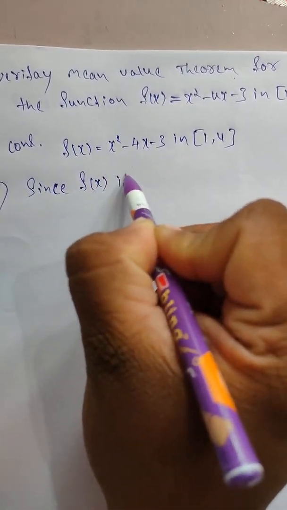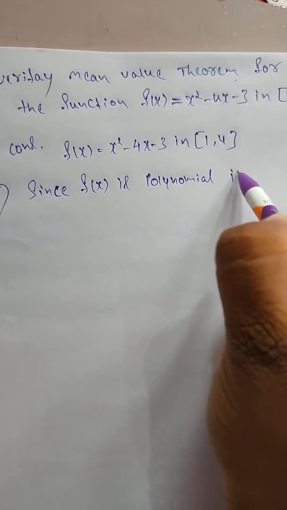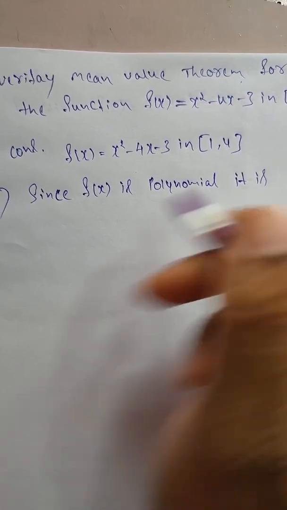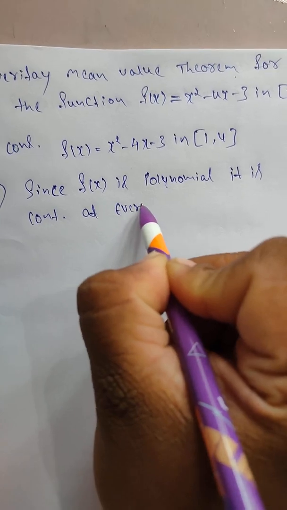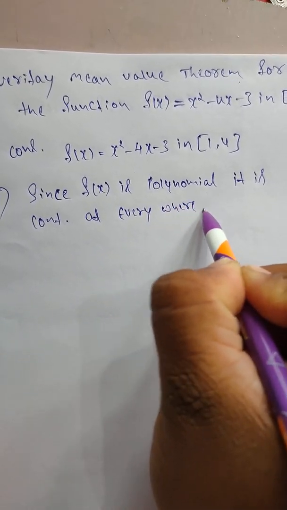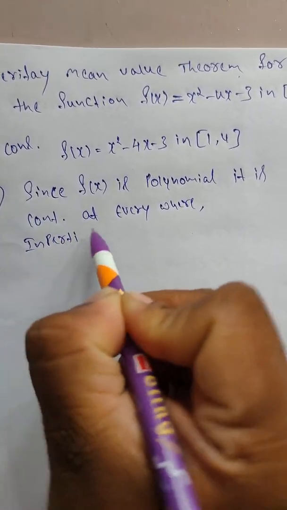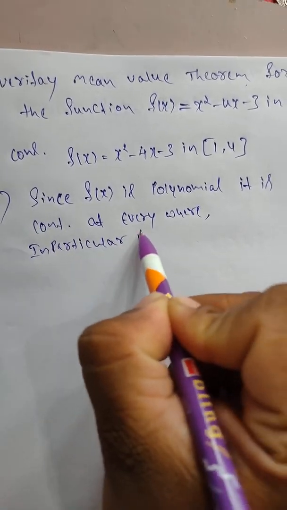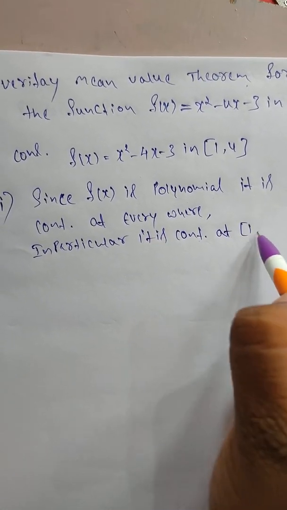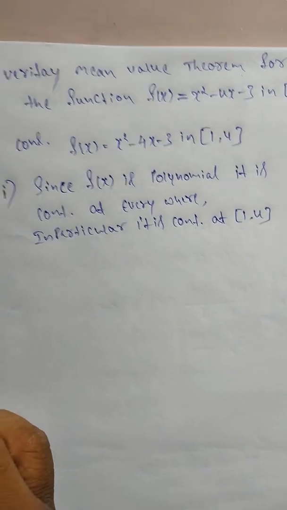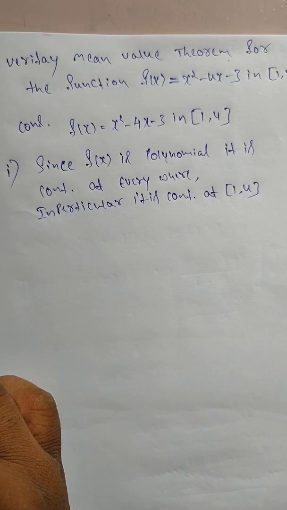Since f(x) is a polynomial, it is continuous everywhere. In particular, it is continuous on the closed interval [1, 4].